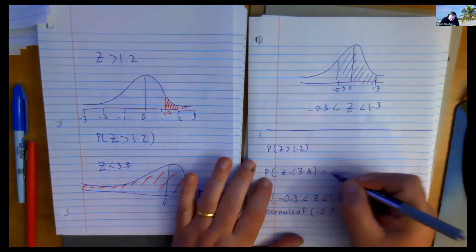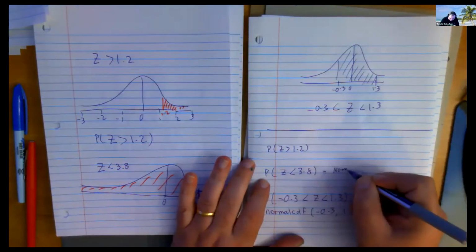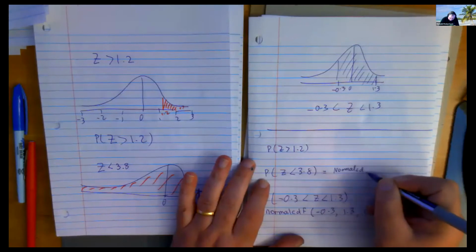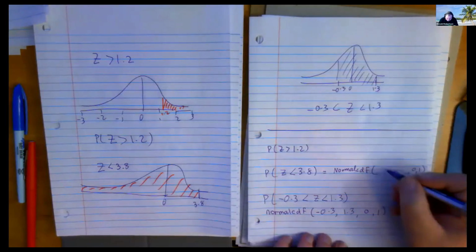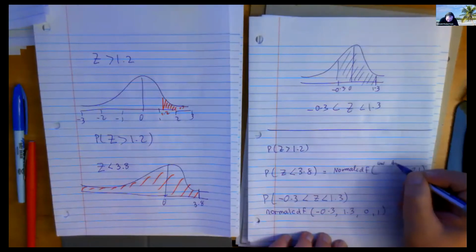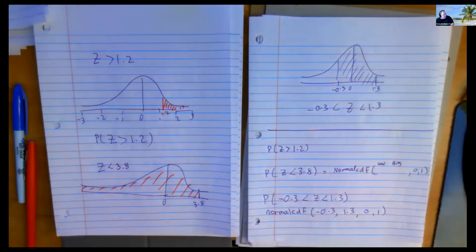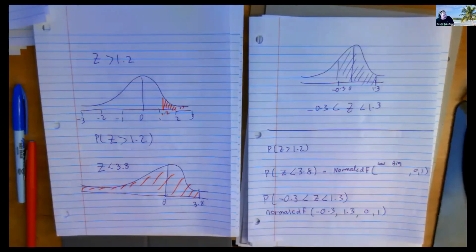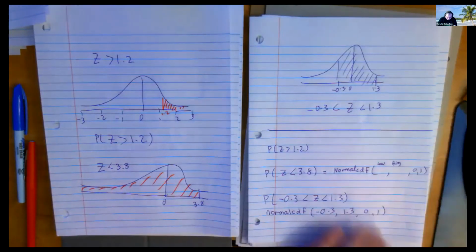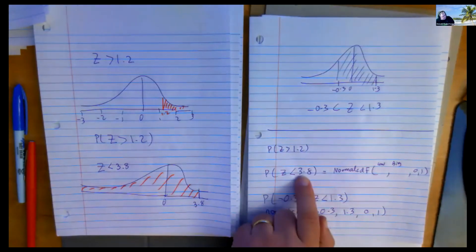What about this one? Well, won't it be a normal CDF? I'm going to finish with the 0, 1 because I know them. I need a low and a big, right? A low number and a big number. Less than 3.8. Doesn't that mean 3.8 is the biggest number you're ever going to have?